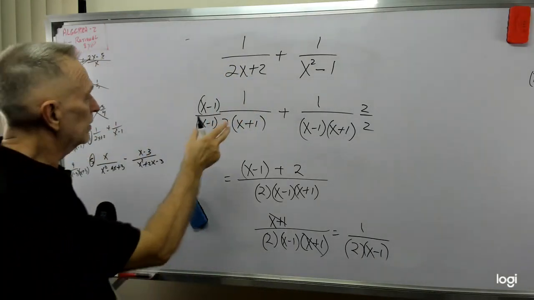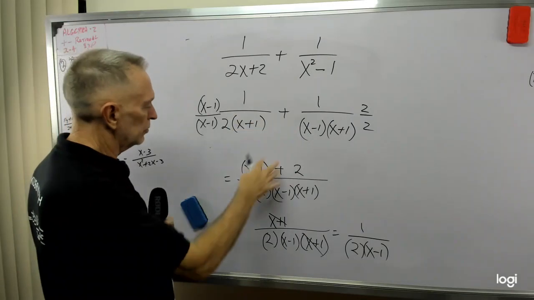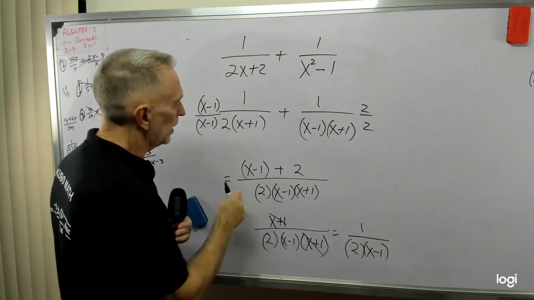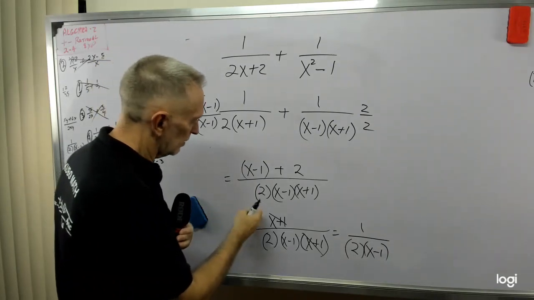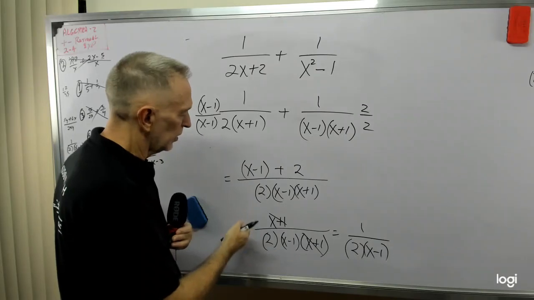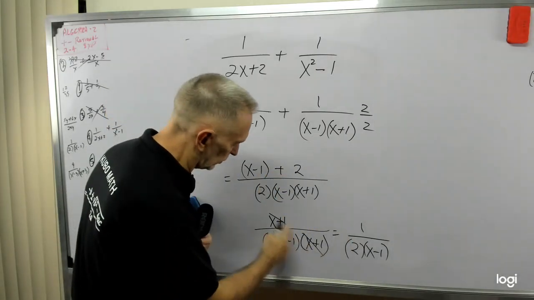Okay, we factored, found some things that would reduce, got the common denominator out of that, and then once you get the common denominator, you can work with the numerator and then possibly reduce as we did here.